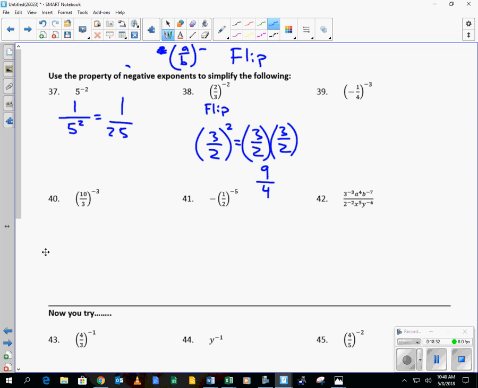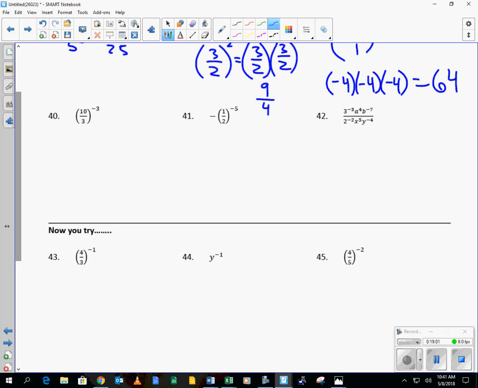If you look at number 39, same thing. We have negative 1/4 to the negative 3 power. So we flip the negative 1/4 to be negative 4 over 1, and we raise it to the third power. Negative 4 times negative 4 times negative 4 is positive 64. So again, you use up the negative in the exponent by flipping it.